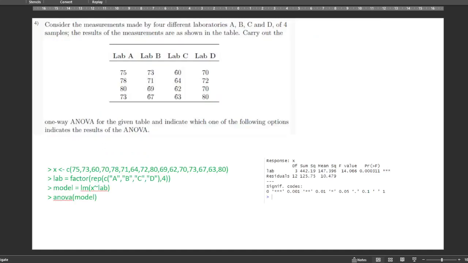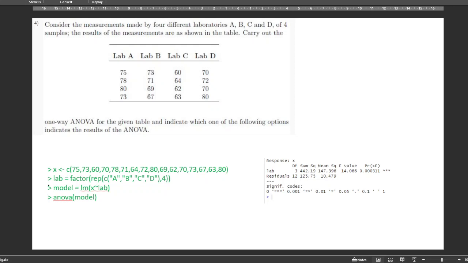Okay, the next question. So let's go to the fourth question. The fourth question is: consider the measurements made by 4 different laboratories A, B, C and D for 4 samples. The results of the measurements are shown in the table. Carry out one-way ANOVA, analysis of variance, for the given table and indicate which of the following options indicate the results of ANOVA.